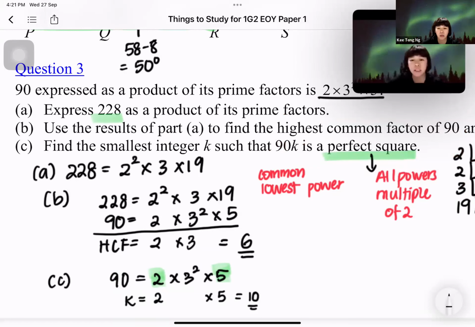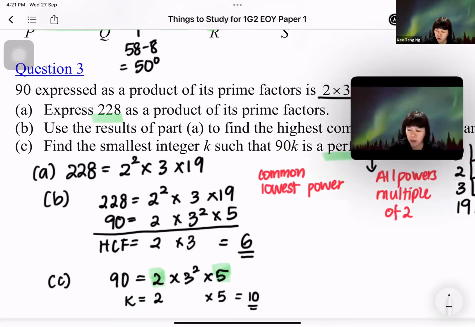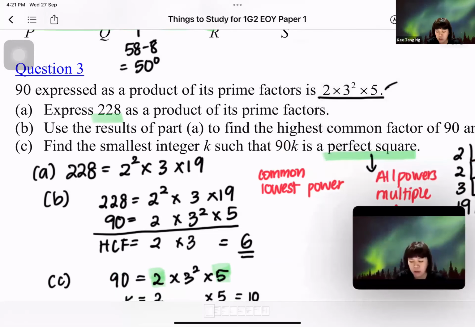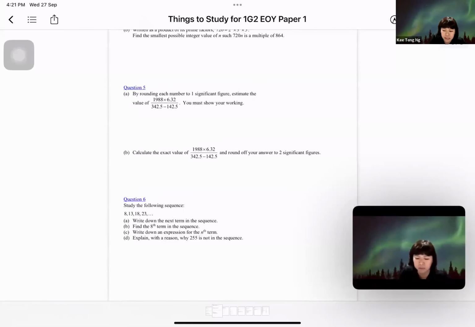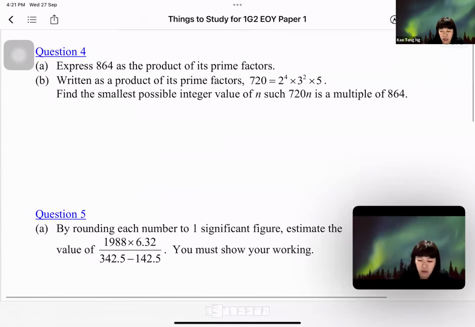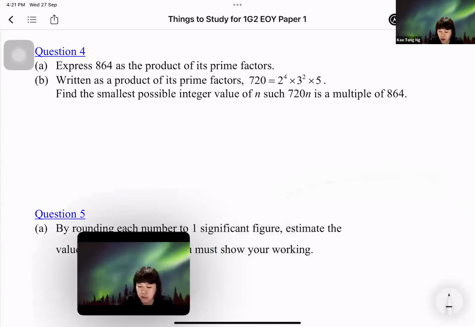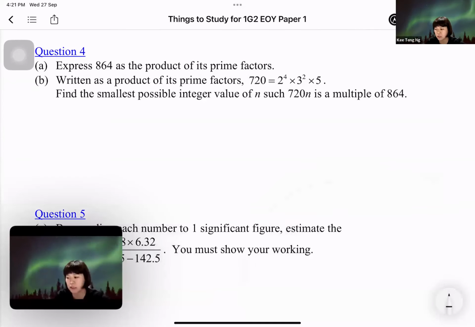Okay, then next question. I'm going to move on to the next page. I will send out the soft copy for this later, so you can still copy some parts of it a bit later. Next question, same thing. Express 864 as a product of its prime factors. Let's begin.